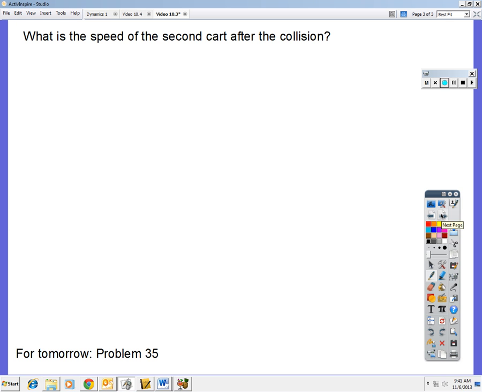For tomorrow, I'd like you to work problem 35, not a question, but a problem where you have to apply the idea of elastic collisions.